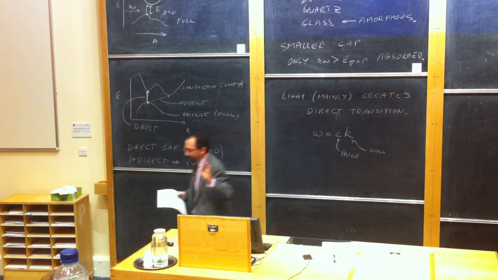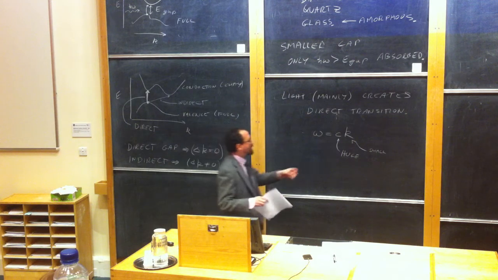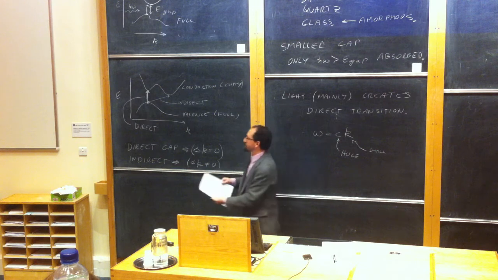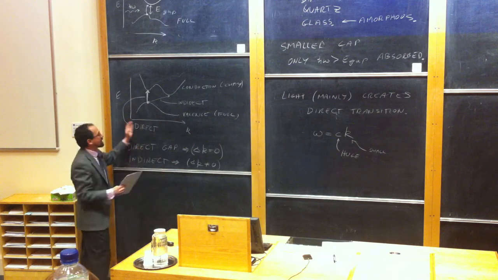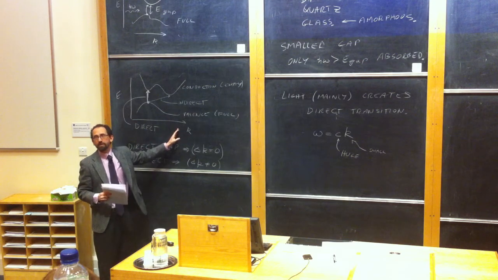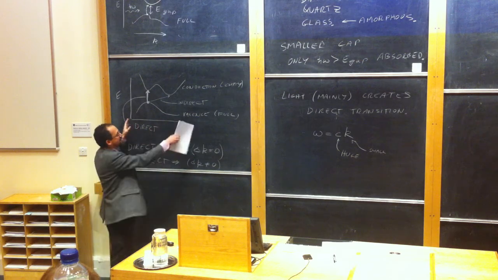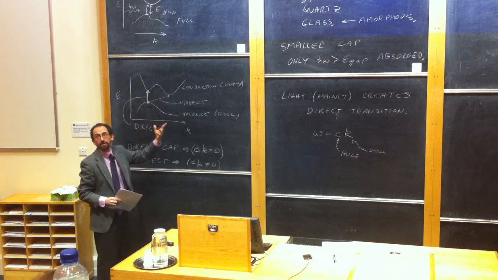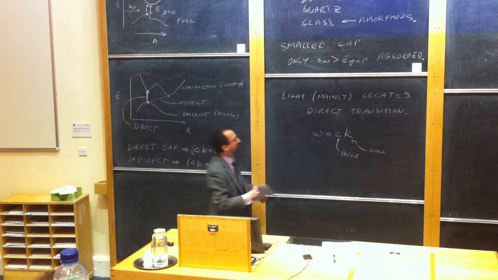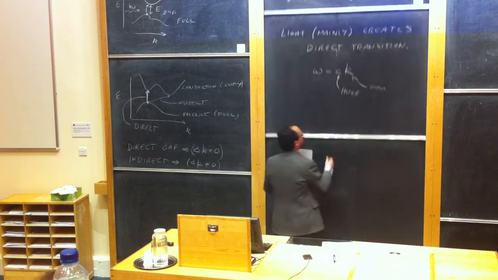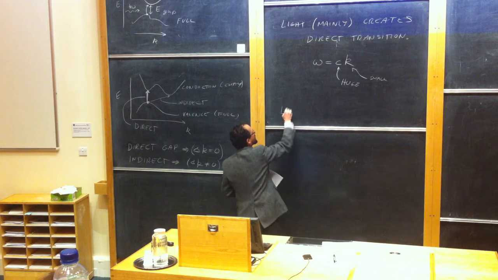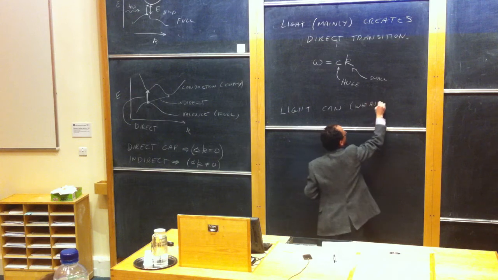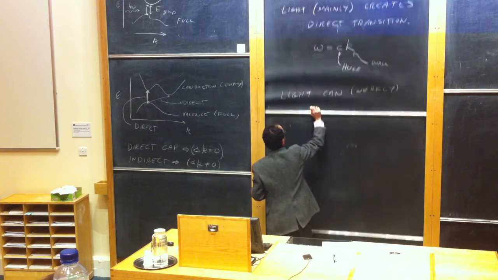And just to give you a point of reference here, the wavelength associated with light is thousands of angstroms long, whereas the k associated with the Brillouin zone is 1 over an angstrom, or 1 over the atomic spacing. So this is an enormous k compared to the amount of k that a photon can give to an electron. So light mainly creates direct transitions, but not entirely. So light can weakly create indirect transitions.